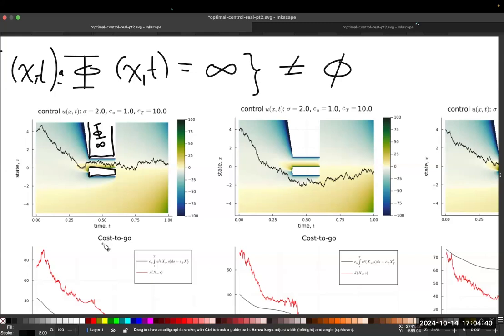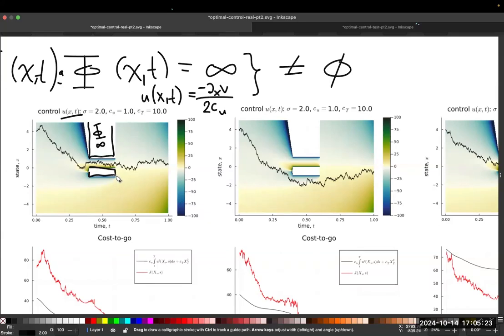I am plotting the control uxt. As a reminder, uxt is equal to negative partial x of v over 2c. So that's what I'm plotting: the control that you're going to take at point xt. Right, so this is the feedback control. It does produce a really interesting looking plot.